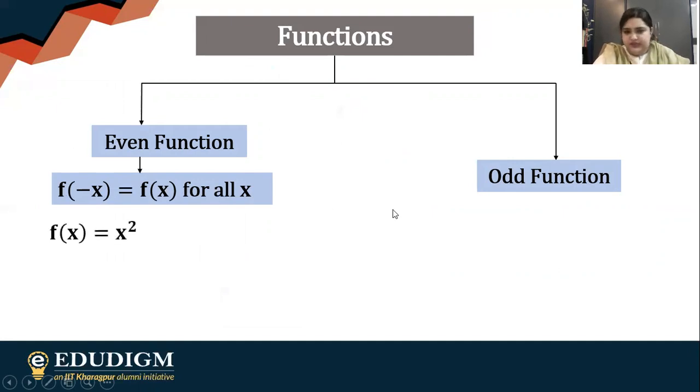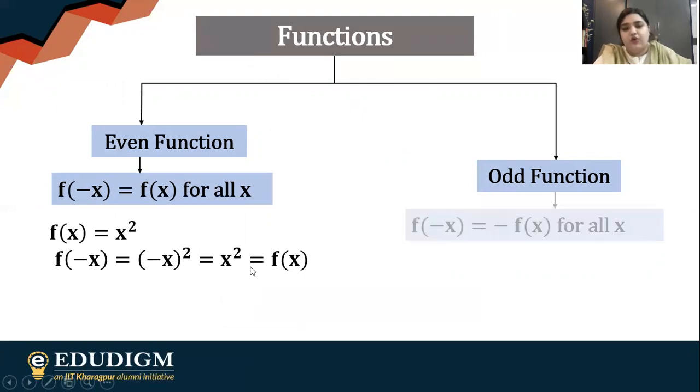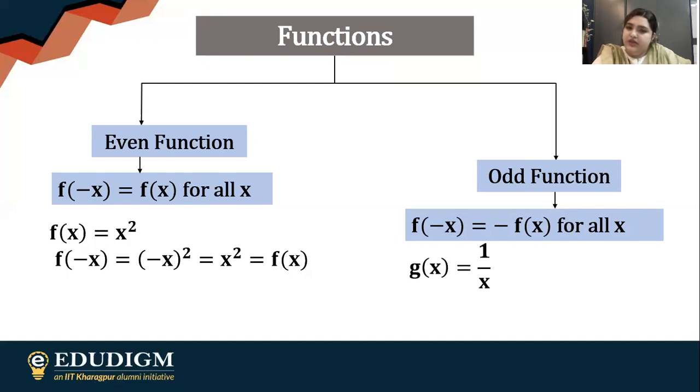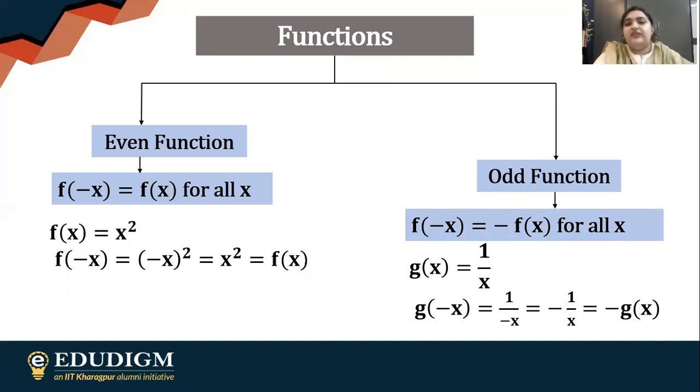For example, let's consider f(x) equals x squared. Let's take the input as minus x. What happens? f(-x) will be (-x) whole squared, which is x squared, and it's the same as f(x). But for an odd function, this will actually release the minus sign. Consider g(x) as 1 by x. What if I put x equals minus x here? You will see that the minus sign will come out. So these are the things about even and odd functions.